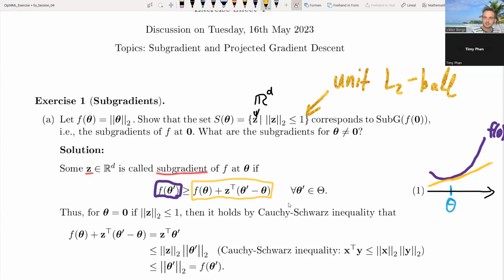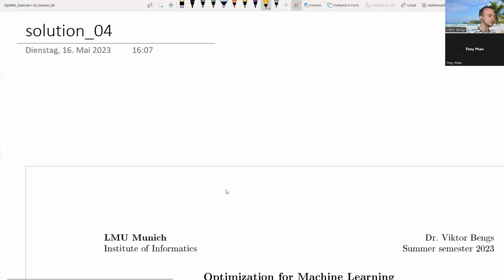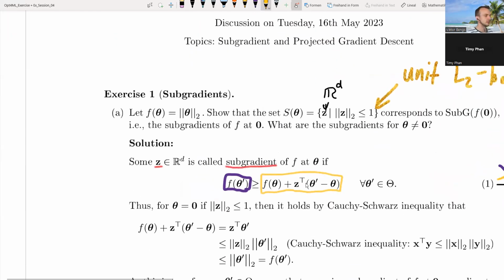And this is the same, or almost the same, characterization as for a convex function if it is differentiable. Because the first order characterization of convexity tells us this inequality is true for z being the gradient of f at that point theta.